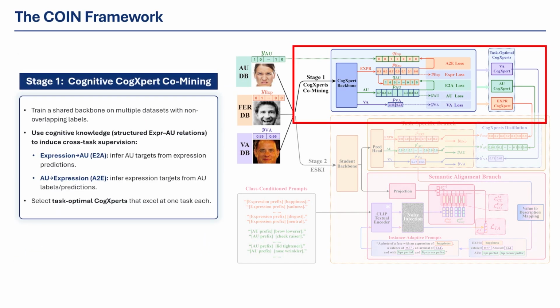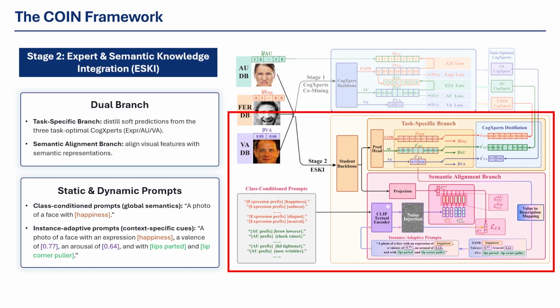Let's look at Stage 1, Cog-Expert Co-mining. Since labels are disjoint, we use cognitive knowledge to generate pseudo-labels. We know that specific expressions, like happiness, are inherently linked to specific AUs, like cheek raiser. We designed two pathways: the expression-to-AU path infers AU targets from expression predictions, and the AU-to-expression path infers expression targets from AU labels or predictions. By enforcing these cognitive consistencies, we can propagate supervision across datasets and train three task-specific expert models, which we call cog-experts.